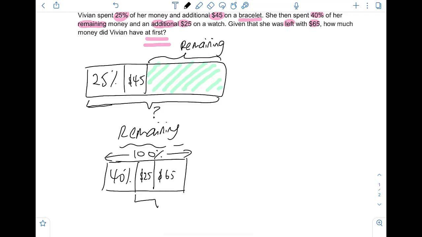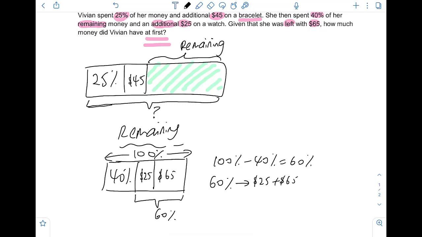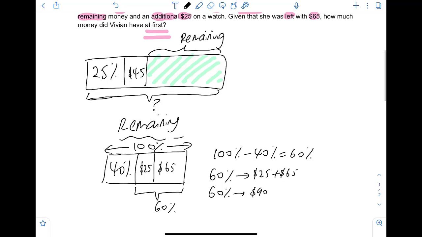This section, we can know how many percent it is. 100%, take away 40%, 60% is over here. So 60% of the remaining money is represented by $25 plus $65. 60% is represented by $90, and we try and find what is 100%.